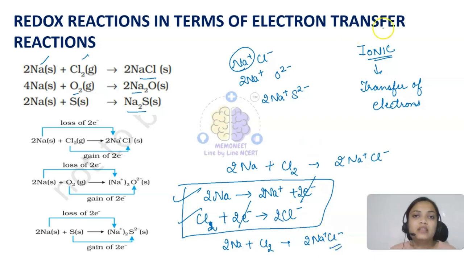So this is how we can explain that there is loss of electron and gain of electron that is happening. All right. In the same way, here in sodium oxide, sodium is losing electron, oxygen is gaining, and here sodium is losing electron again, and sulfur is gaining those electrons. So it means that all of these things have something in common, that is loss or gain of electrons.